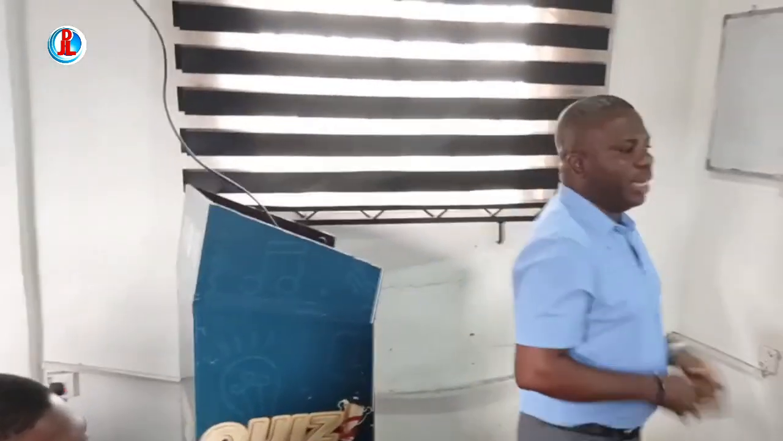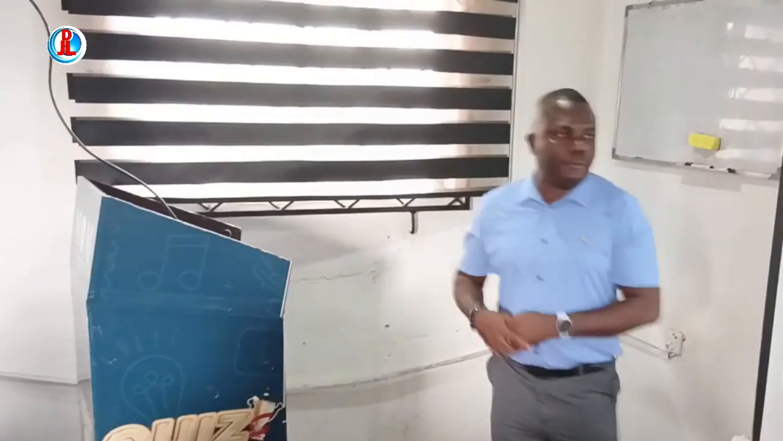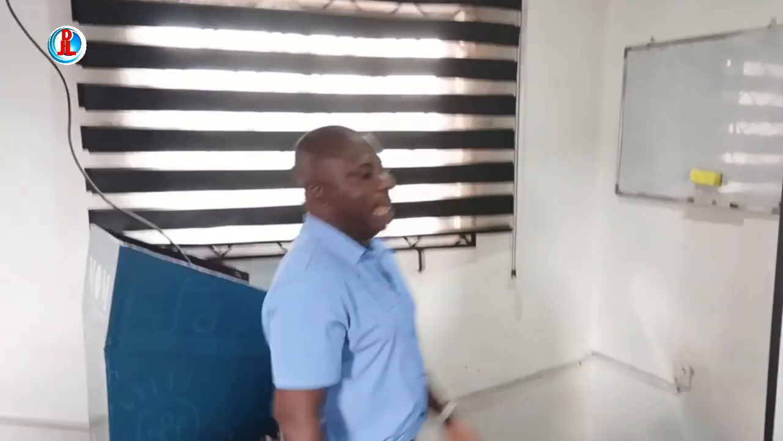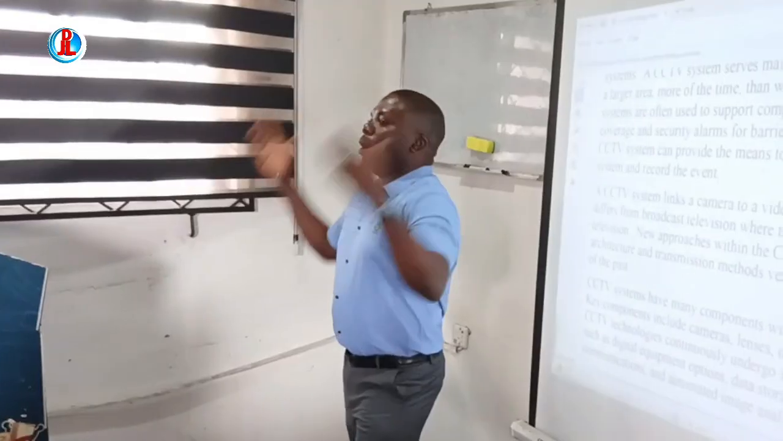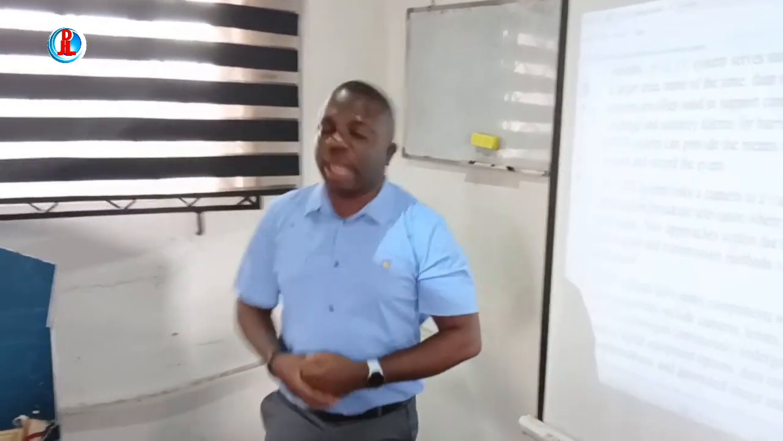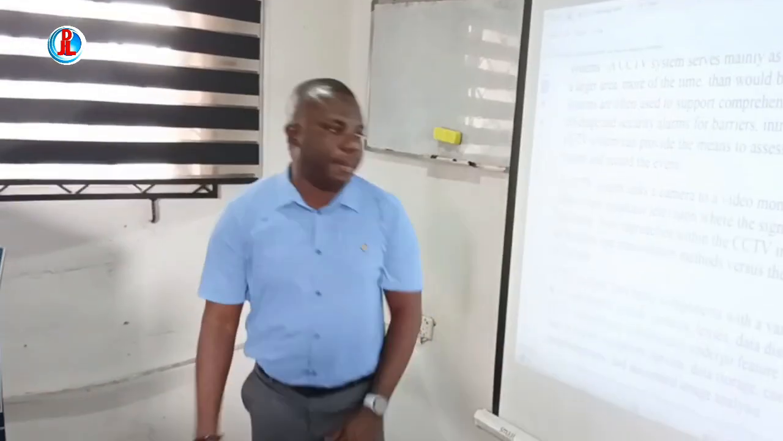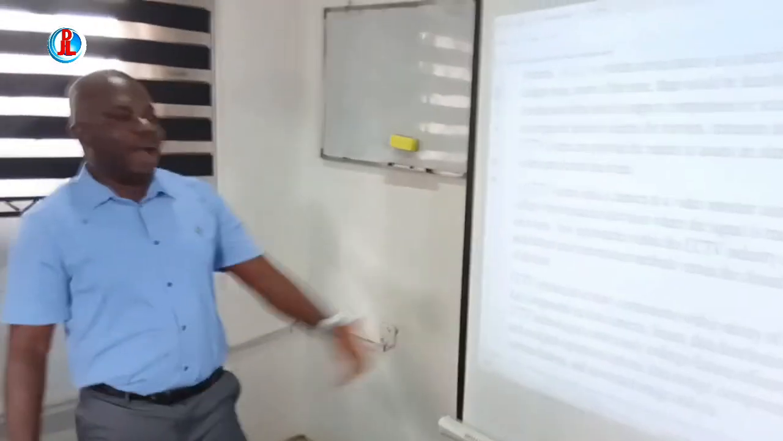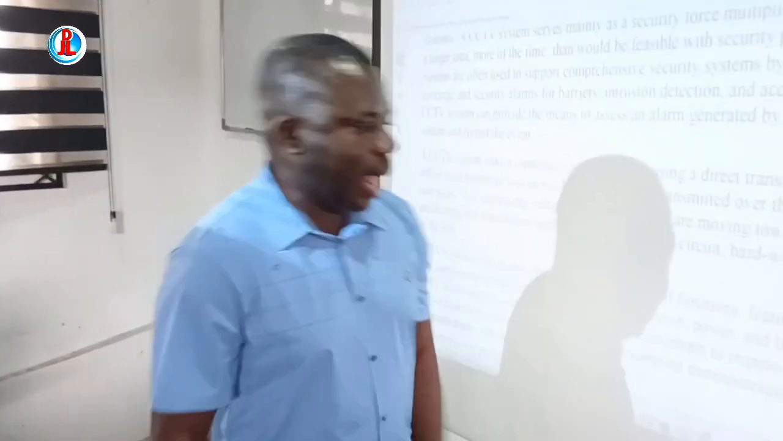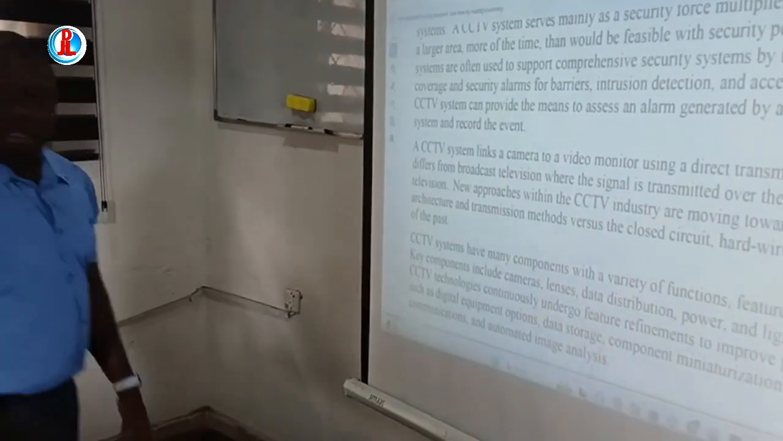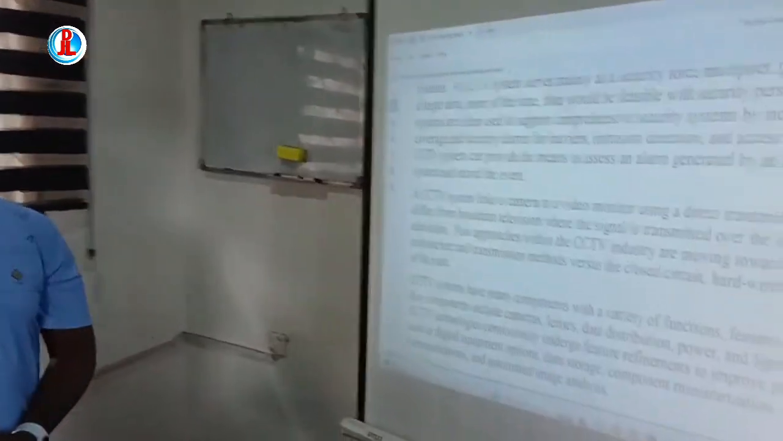A CCTV system has many components with a variety of functions, features, and specifications. The key components include, let's look at the components that make up this CCTV. One, I have the camera. Then we have the power supply, and the rest of that. You can mention them. Let's start mentioning.